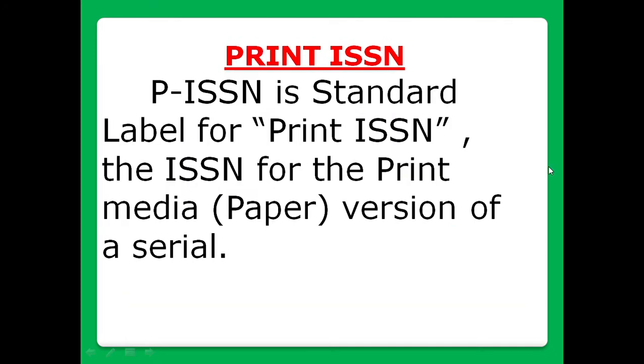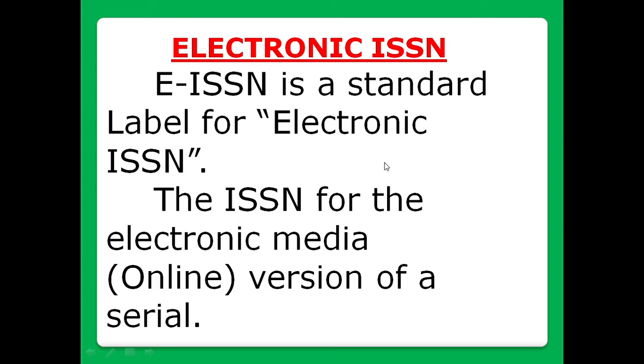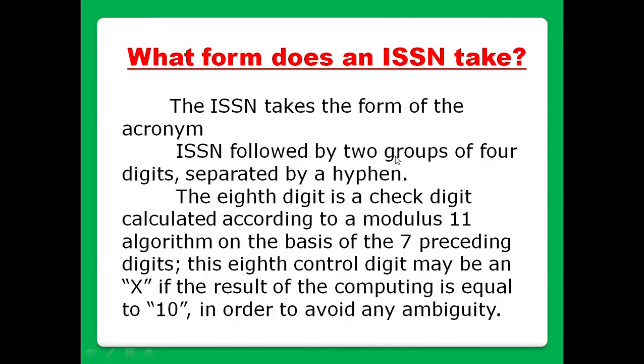Print ISSN is the media version, so if it is for paper publications, this ISSN will be used. And electronic ISSN is for electronic media, the online versions. When you want to search any online thing, we can do it with this online version. Then, what font does the ISSN take? It is an acronym. I think you know what an acronym means. An abbreviation is just a short form; an acronym gives meaning, but the abbreviation is long.